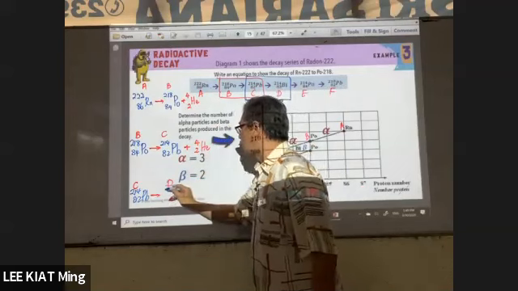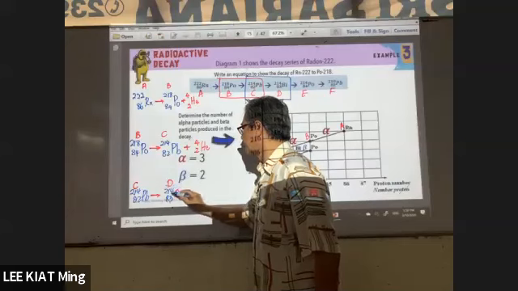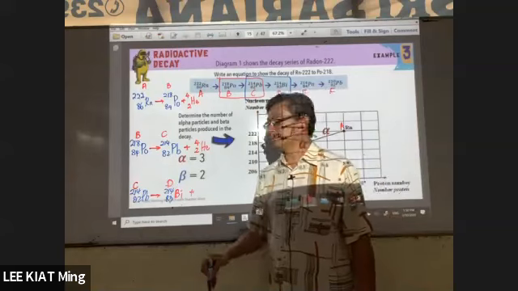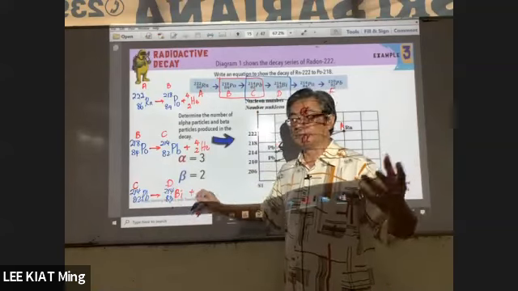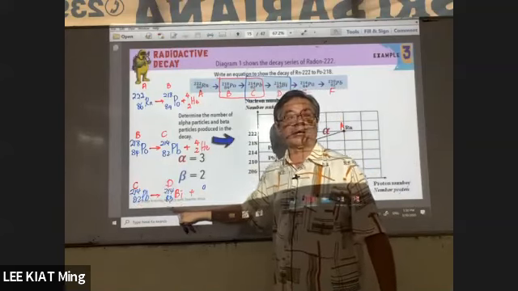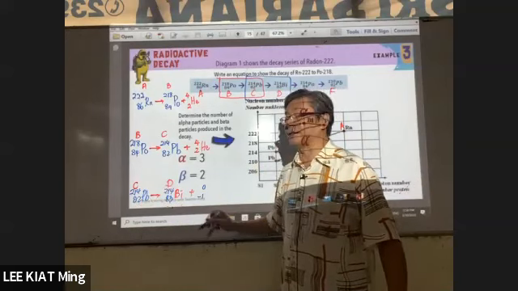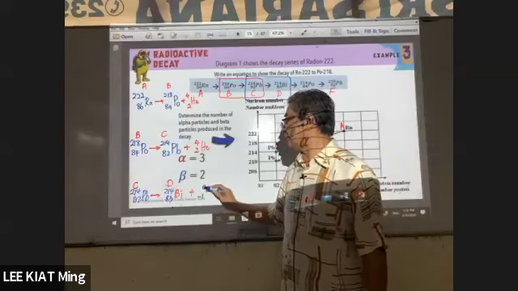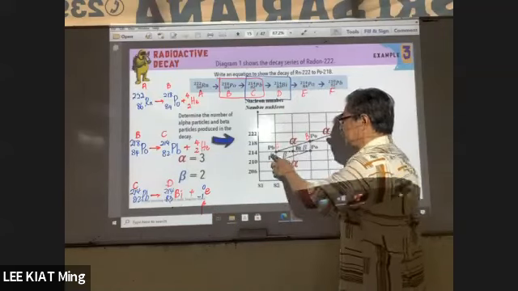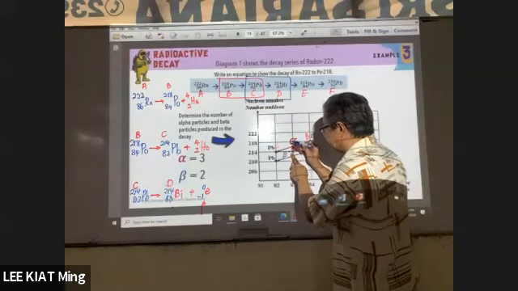214, 83, bismuth. Plus, then check, what is missing? Number at the top, what is missing? 214, 214. Anything missing? 0. At the bottom, 82 to become 83. It becomes higher or lower? Higher, then you minus back. Understand? Minus 1, and you know this is electron. So this is beta. That's why from C to D, this is D, this point. Beta given off.